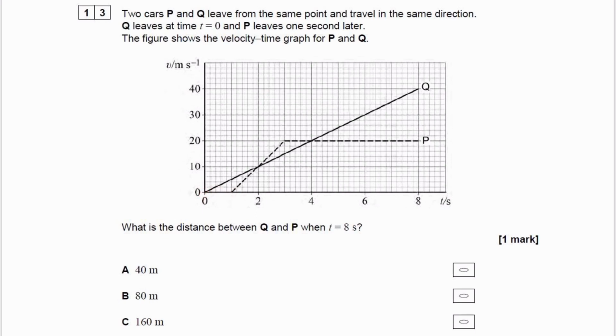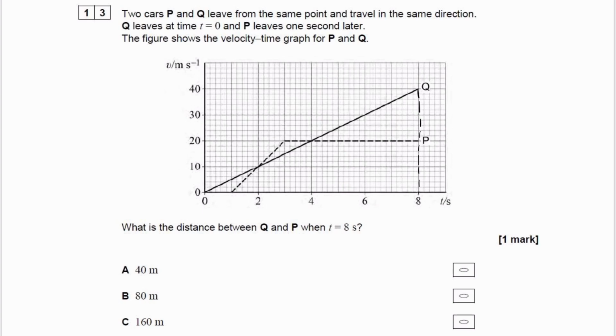So then it says, the figure shows the velocity time graph for P and Q, and then we're trying to work out what is the distance between Q and P when t is equal to 8 seconds. So t is equal to 8 seconds is obviously here. We're trying to work out the distance between Q and P when t is equal to 8. So the area underneath a velocity time graph is displacement.